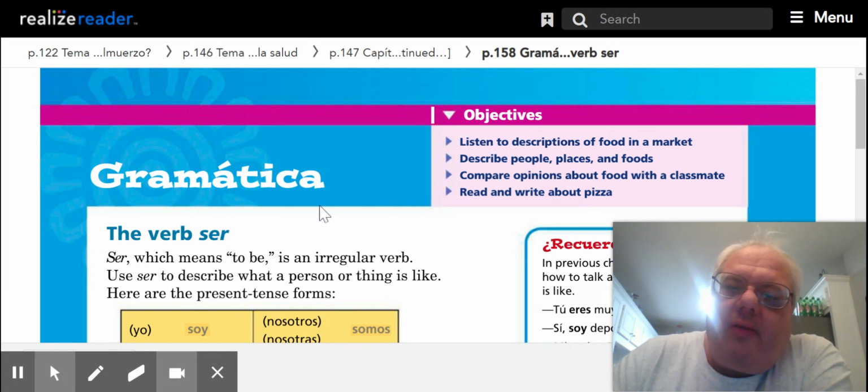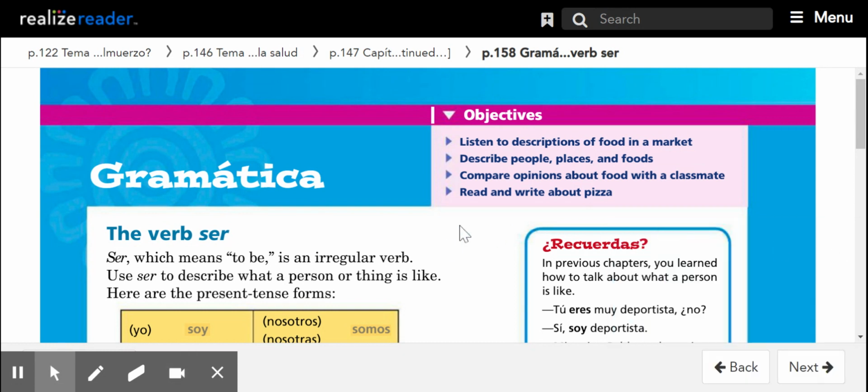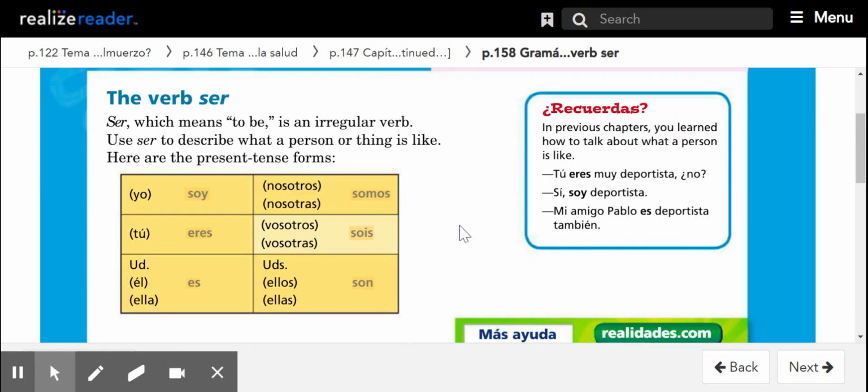We're going to talk about the verb ser today. If you will recall, in chapter 2b, we learned about a verb that meant to be, and that verb was estar. There is another verb in Spanish that means to be that we're going to learn about.